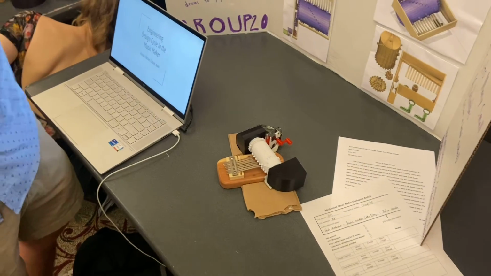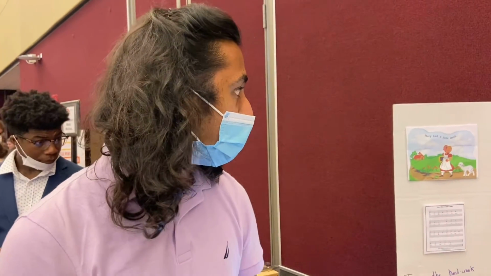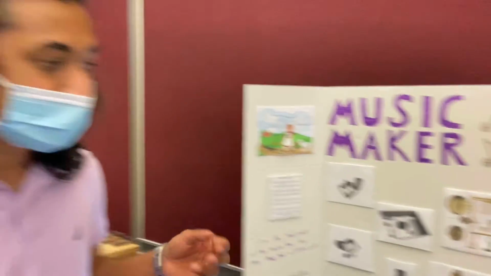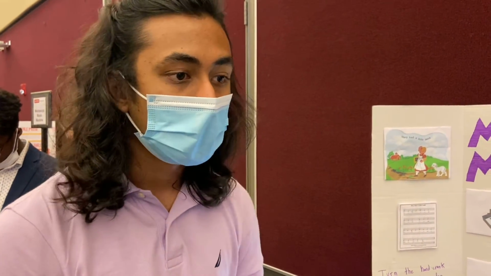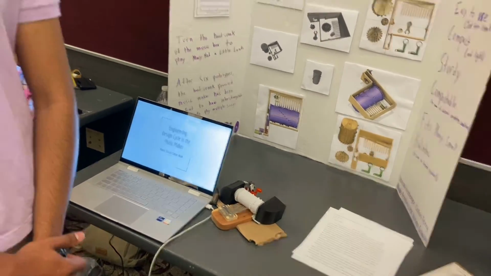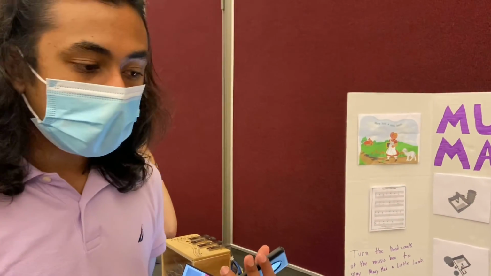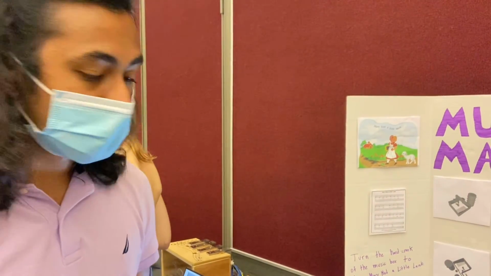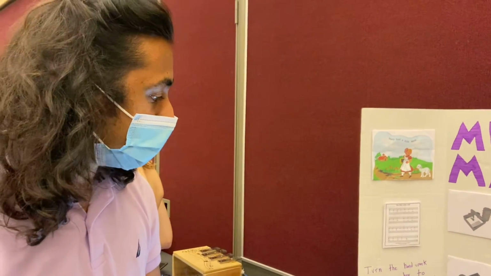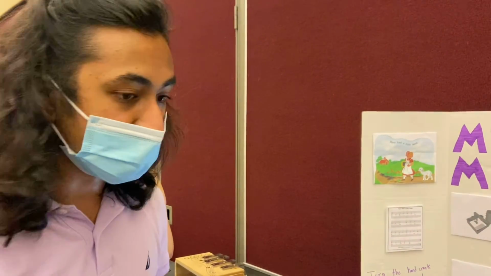The possibilities are endless. Hi there, I'm Rohan Gowda, and I'm here for the music maker for Group 20. And I'll be talking about the 3D printing process and what we had in mind. So the first thing that we had in mind when we were designing this was to have it modular. And what we mean by that is have it be able to play multiple different songs and have it be able to be coded in different ways.